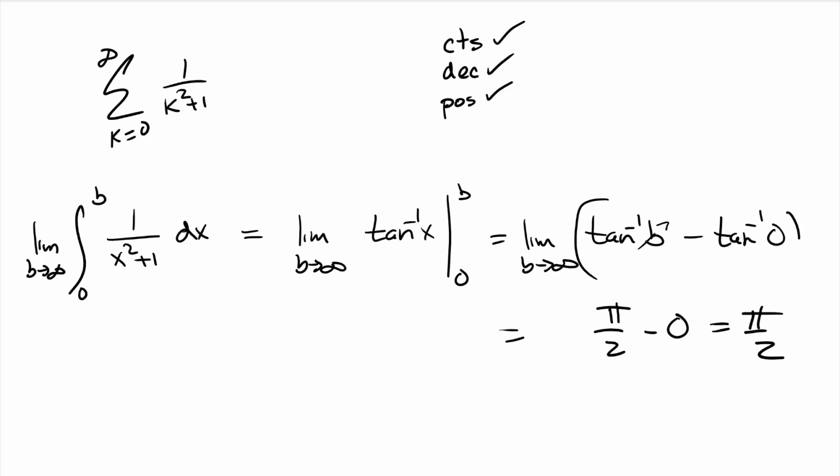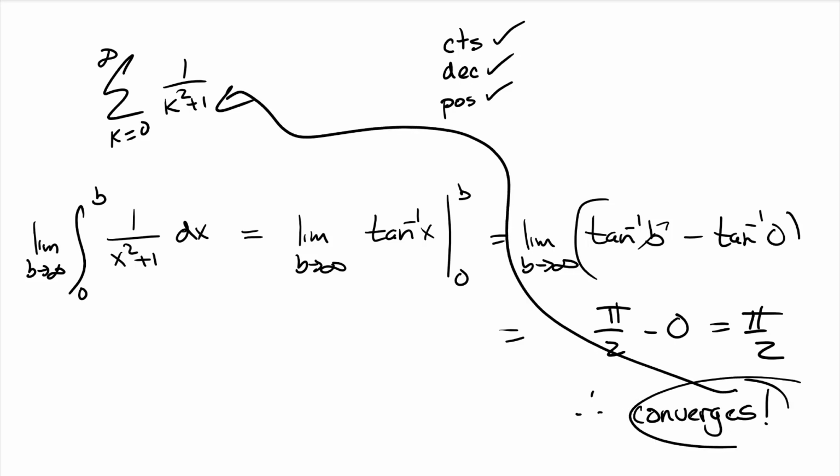Since the integral converges, our sum also converges because it's continuous, decreasing, and positive. And by replacing the k with x's, doing the integral, we get to a number. It converged. Therefore, the sum will converge as well.